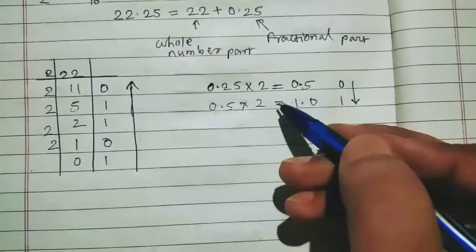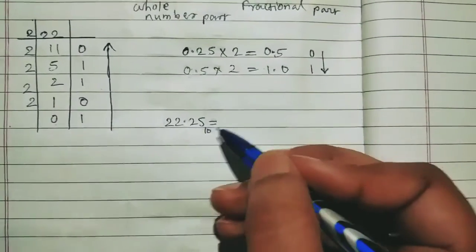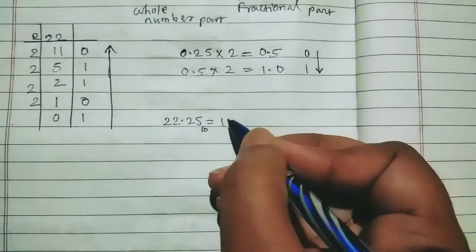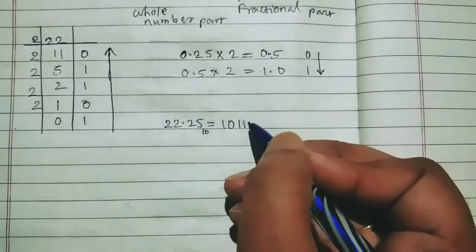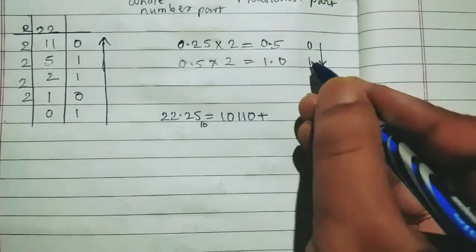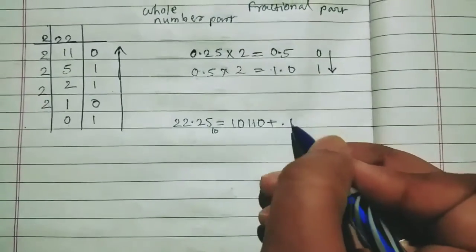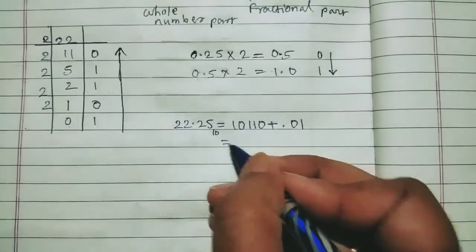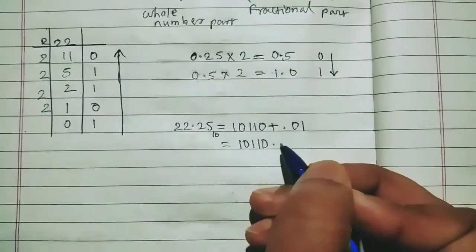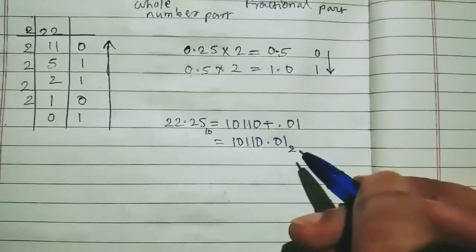Now we add both these binary numbers and write them together. Here you can see 22.25 can be written as: from here we start 1 0 1 1 0, and plus here 0 1. You put a point here, 0 1. So when you combine it, it is 10110.01. This is the binary form of 22.25.